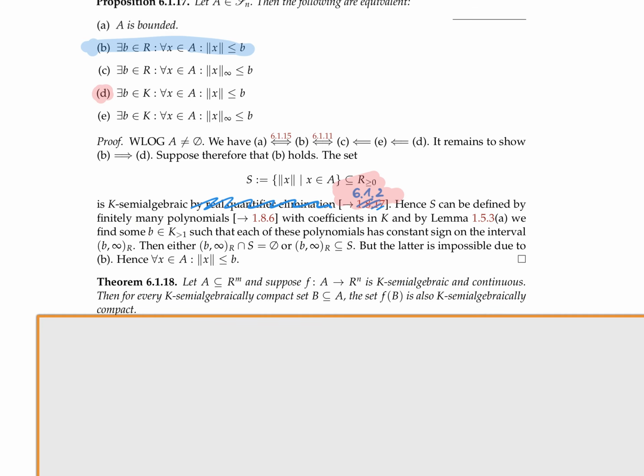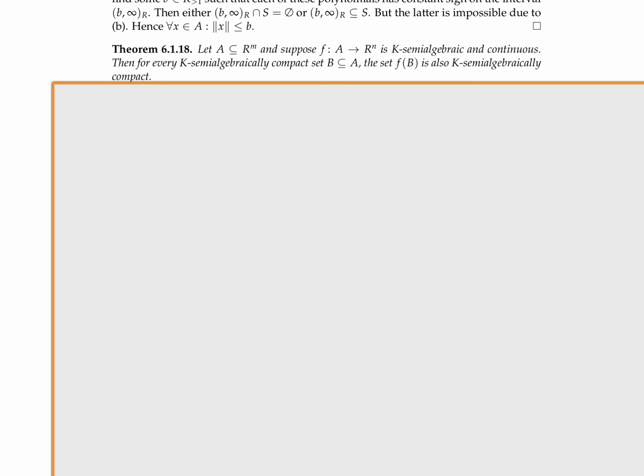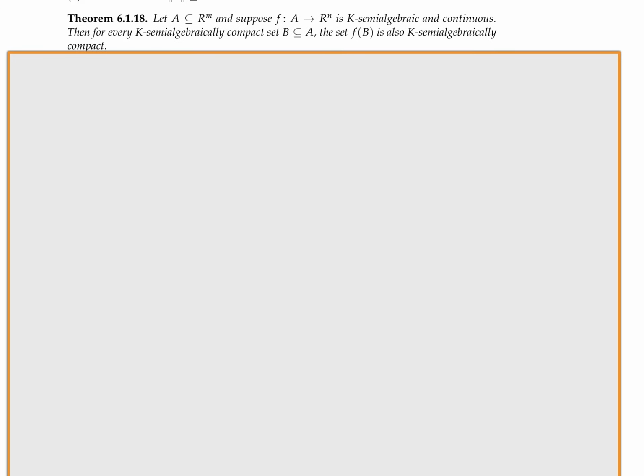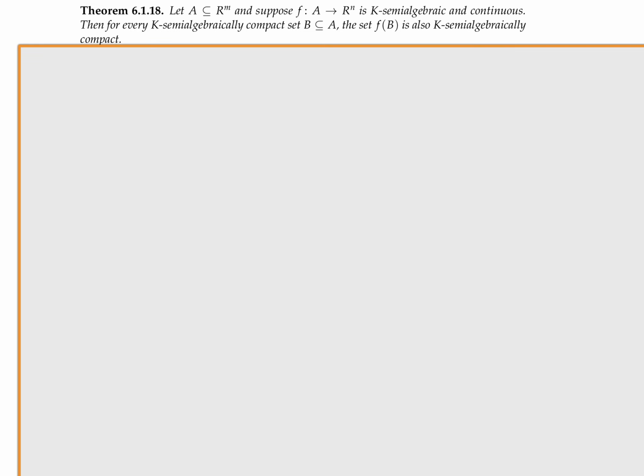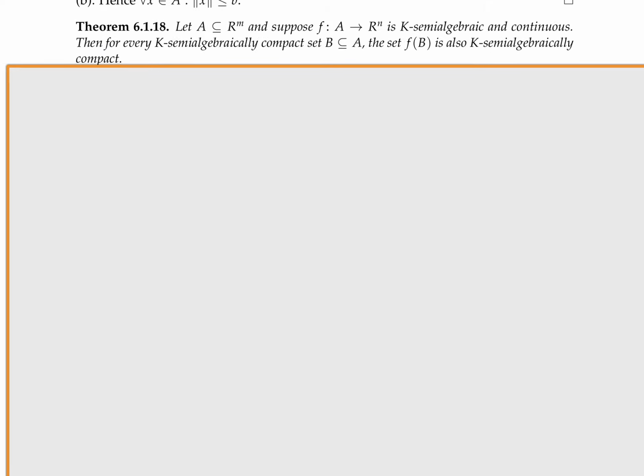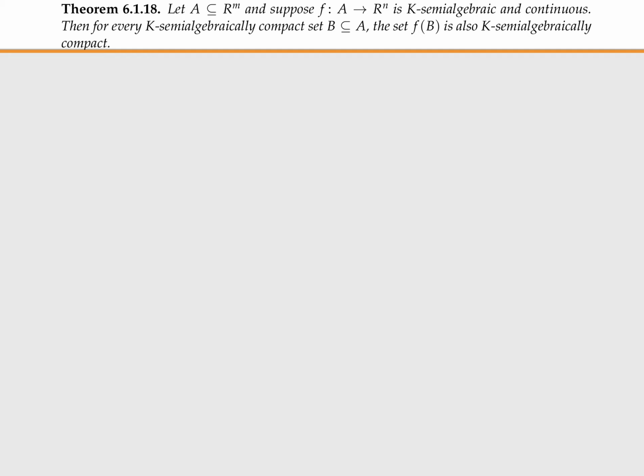Okay, so now comes the main theorem. Let A be a subset of R^m, and suppose F from A to R^n is a semi-algebraic map and continuous. Then for every semi-algebraically compact set B, the set F(B) is also semi-algebraically compact. So this will actually be a very useful theorem, and before we prove it, maybe I tell you a theorem which we did not speak about, but which you might know about.